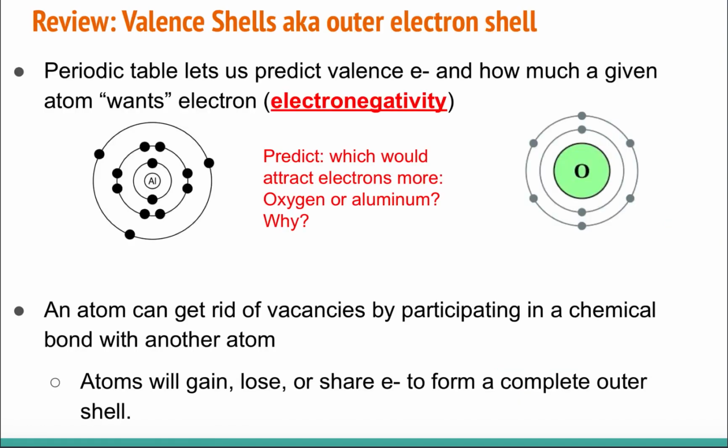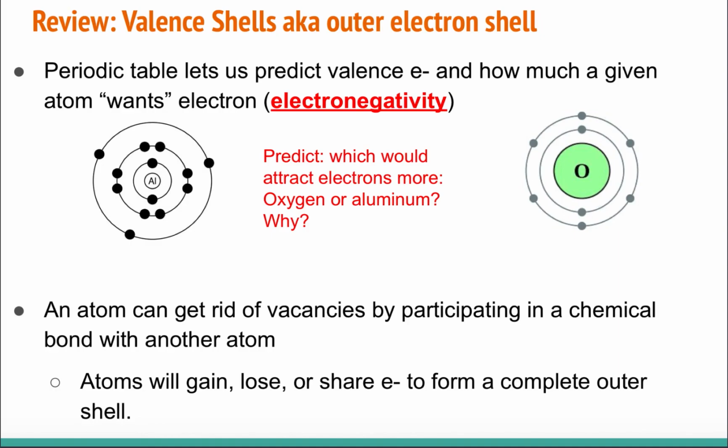So let's do a quick recap of valence electron shells. Valence electron shells are the outermost electron shell of an atom, and just a reminder, the periodic table is arranged in such a way that we can actually use it to predict the number of valence electrons on the outer shell. Ultimately, if you know the number of valence electrons in the outer shell and how close it is to being full, how many vacancies there are, you can make a prediction on how much an atom wants an electron. That principle is called electronegativity. We're going to dive into that in a lot of depth in a little bit.